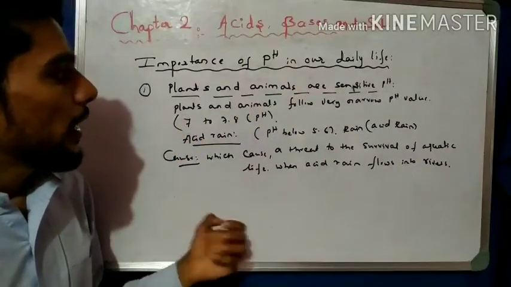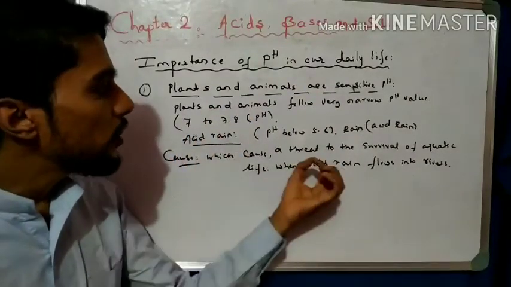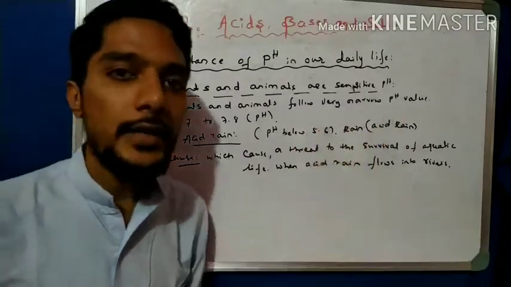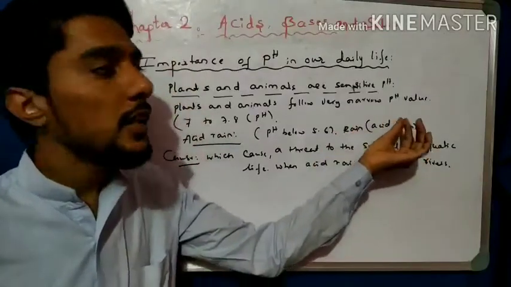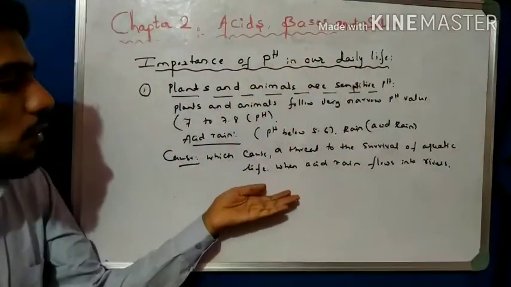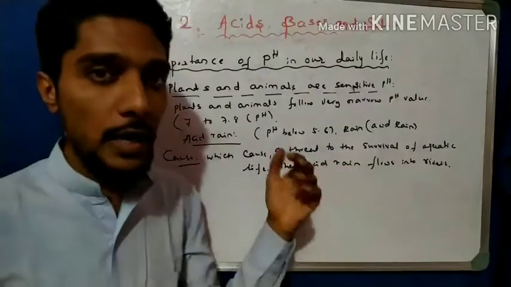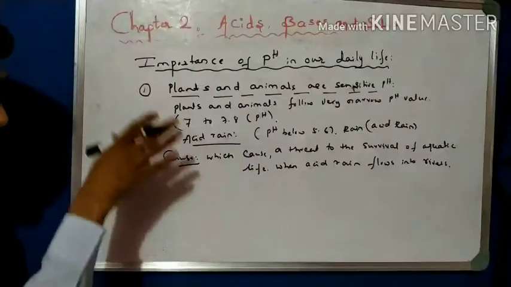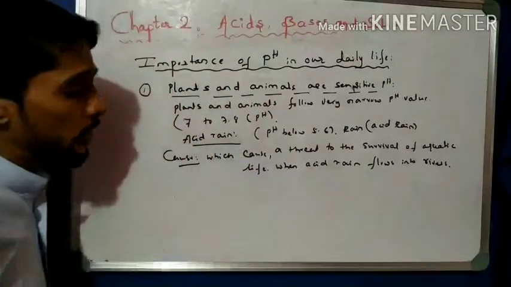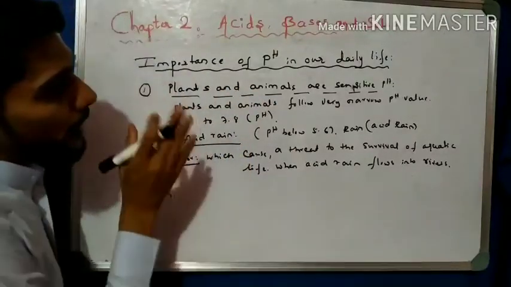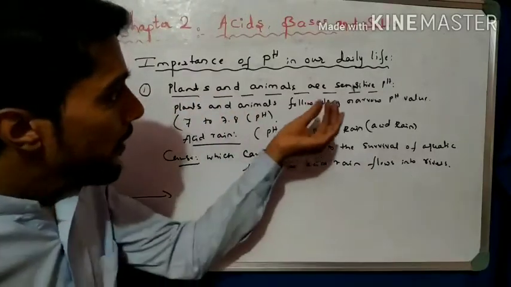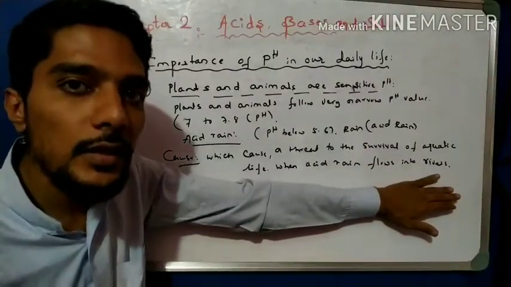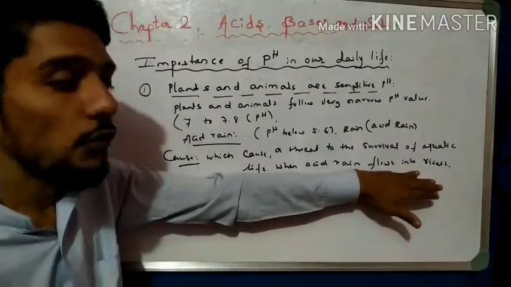pH. Right? In the case of acid rain, the pH value is below 5.6, that is called acid rain. So what is the side effect of acid rain on the animals and the plants? It causes a threat to the survival of aquatic animals and also the plants. So this is the first point about the importance of pH value. So we have to maintain the pH value. For example, when acid rain falls on the earth, it flows into the river, so aquatic life is affected by it.